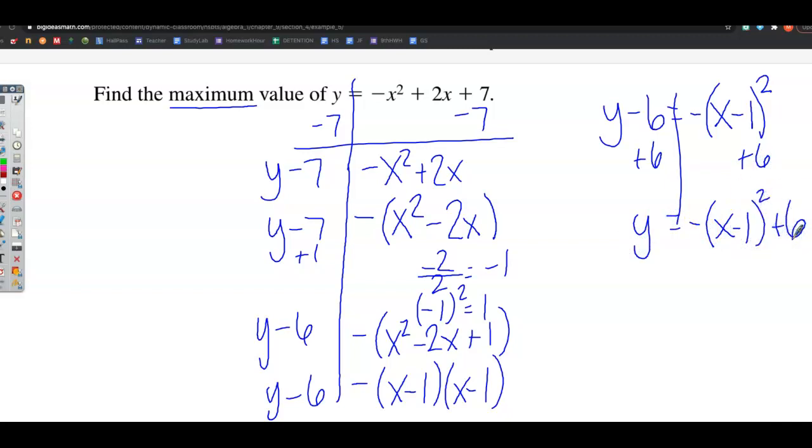But is that my answer? No, because h is positive 1, and I need to write my vertex. So what is my vertex? 1, 6. And now we can write.